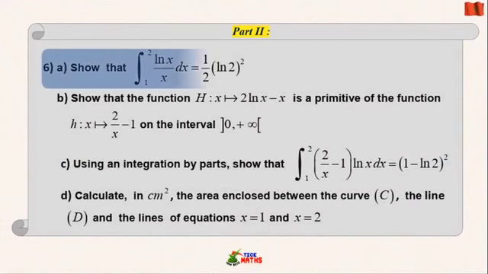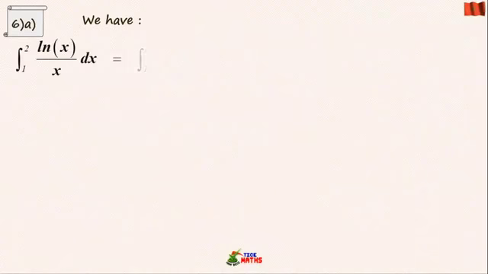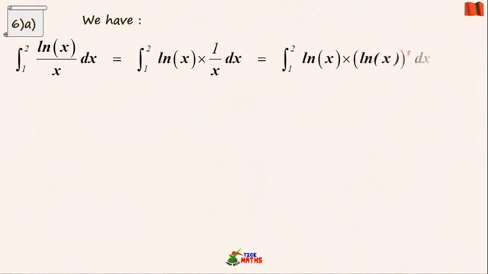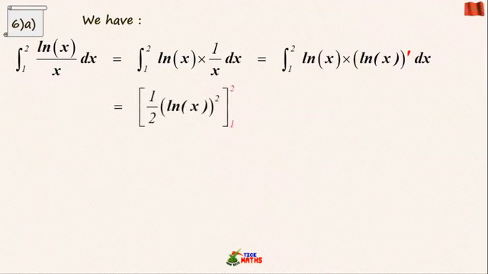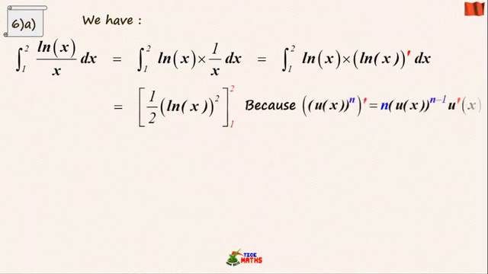In the sub-question 6a, we calculate the wanted integral by transforming the expression ln x over x into ln x times (ln x) prime, and thus getting a primitive through a usual formula.